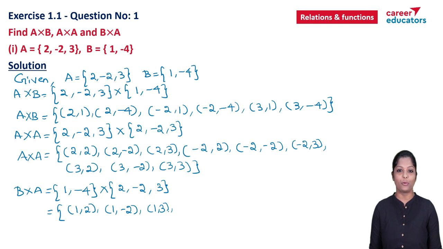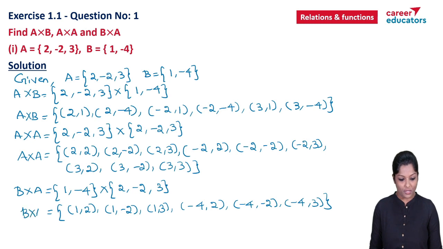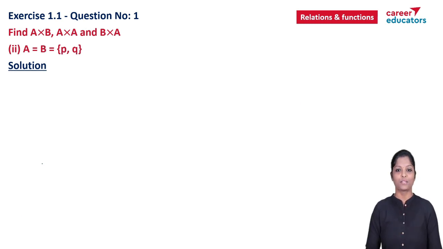Likewise, we have to do it for the remaining elements of B. We will get (-4, 2), (-4, -2), (-4, 3). That's all, we got B cross A. Next we are going to solve the second subdivision. Let's solve the problem.